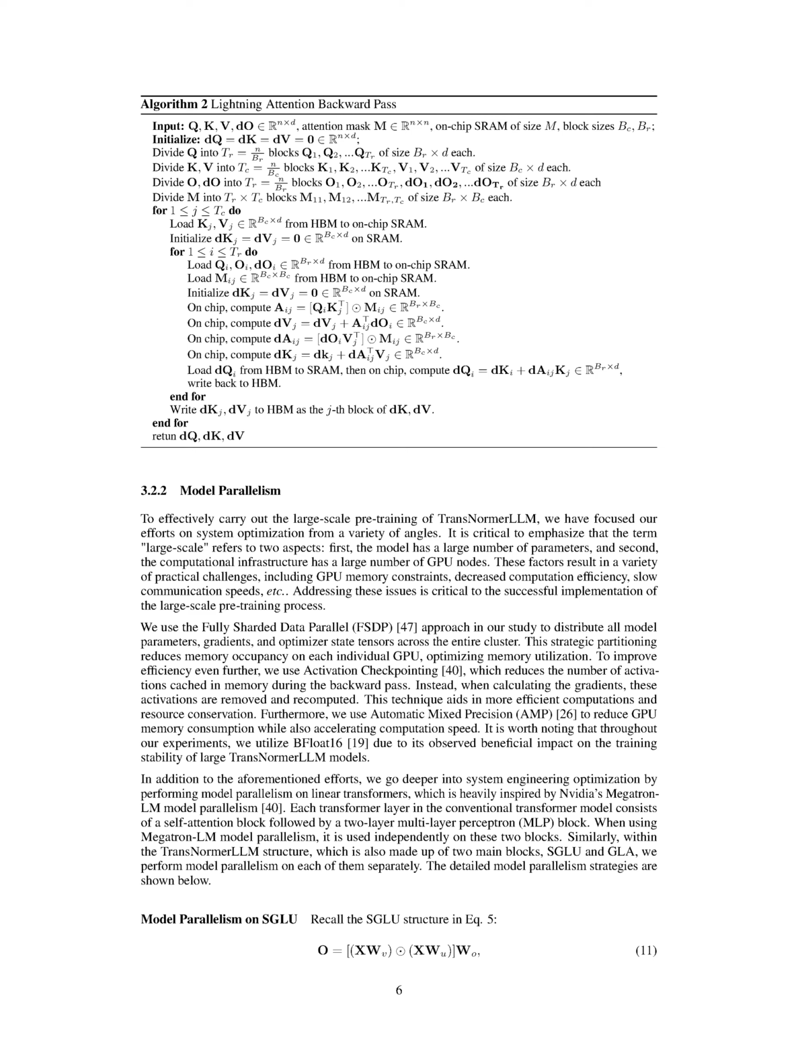We also use automatic mixed precision, AMP, to reduce GPU memory usage and speed up computation. Throughout our experiments, we use bfloat16 because it improves the training stability of large TransNormerLLM models.